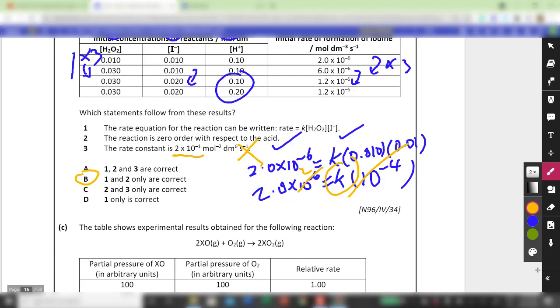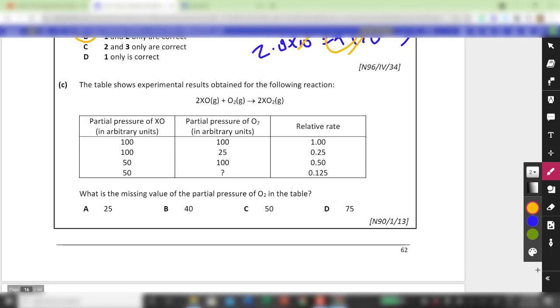Okay, yep. Then finally, part C, we have the table below showing experimental results. 2XO plus O2, you get 2XO2. So you have some arbitrary units of partial pressure. So let's try to do something about it. Well, for the first two, we quadruple the concentration of O2, and the initial rate quadruples. So the order of reaction with respect to oxygen is 1.